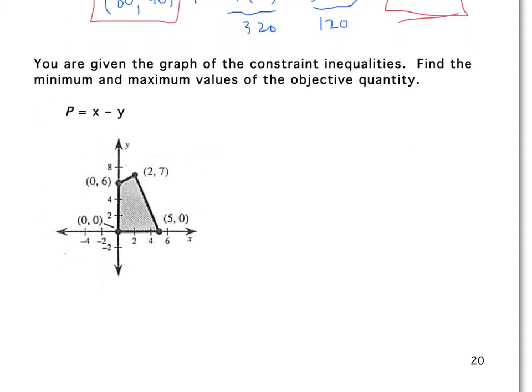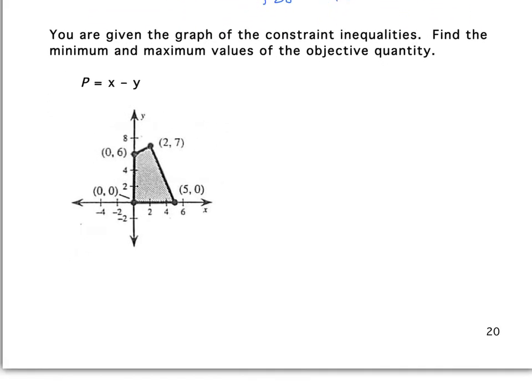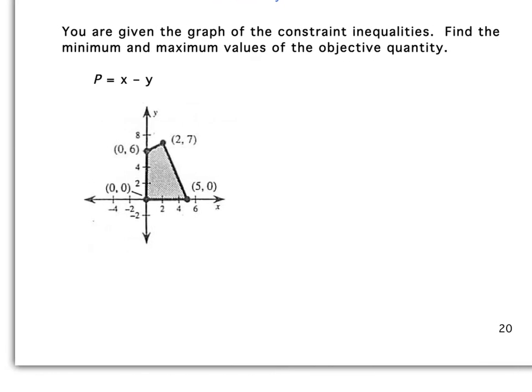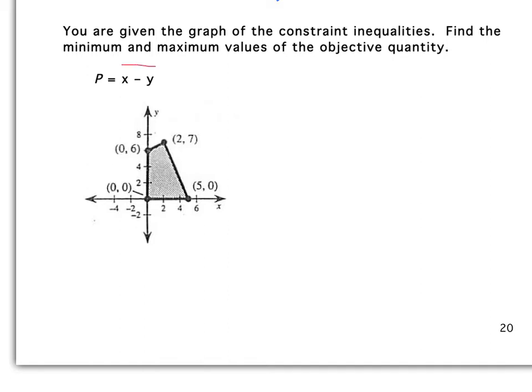Okay, so now, just breaking it down for us, you are given a graph of the constraint inequalities. So it's already graphed for you. You're supposed to find the maximum and minimum values of the objective quantity. So this P equal to is our objective function. It's already done. It's already graphed for us. The vertices are all done. So all we have to do is plug each of these points in for x and y and figure out which one gives us the max and which one gives us the min.